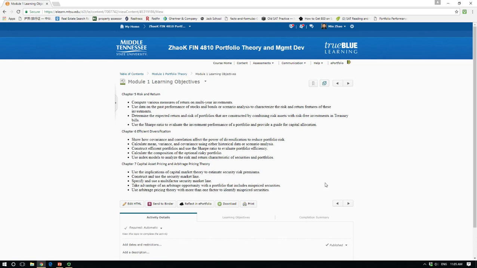And the third objective for this chapter is to determine the expected rate of return and risk of portfolios that are constructed by combining risky assets with risk-free assets, and we call this a complete portfolio. And the last objective is to use the Sharpe ratio to evaluate investment performance of a portfolio given a certain capital allocation. So this learning objective will give you a detailed description of what you need to achieve after you complete every chapter.